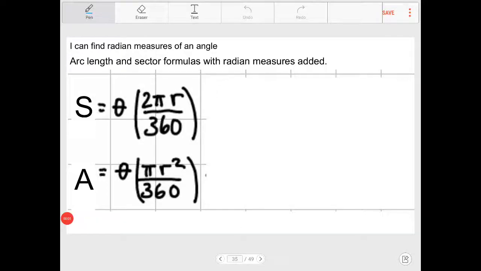Hello students, this is part 2 of lesson U6A01b. By the end of the lesson, you should be able to say I can find radian measures of an angle.